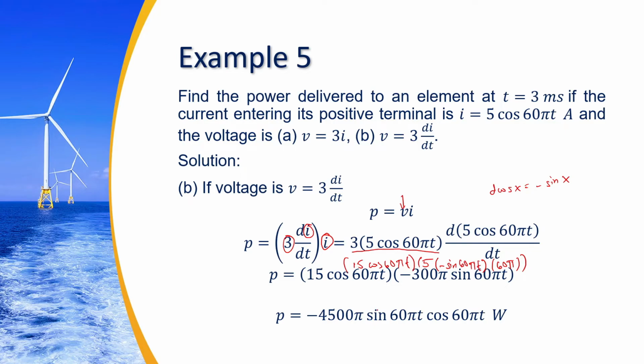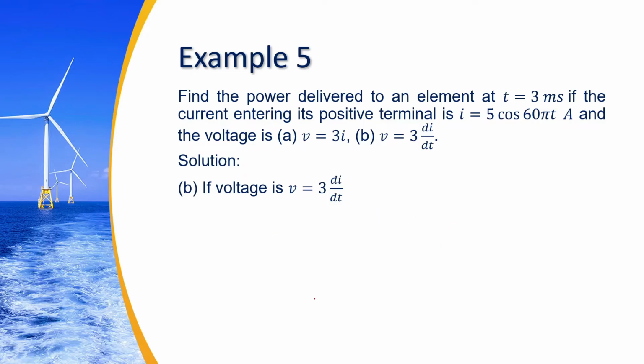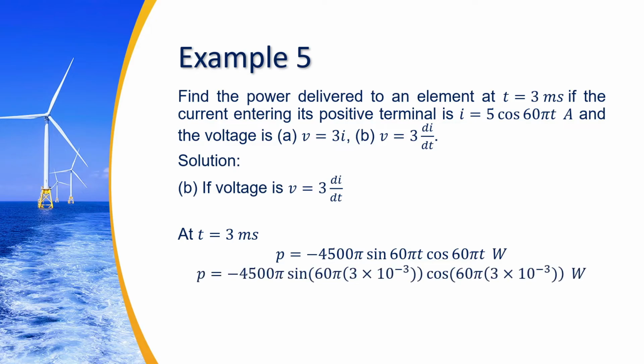Okay? So, again, since na meron tayong t na 3 milliseconds, just substitute it here. Okay? So therefore, makakakuha tayo ng magnitude na power. Okay? So, lagyan lang natin yung t. So therefore, the power is negative 6.3958 kilowatts.